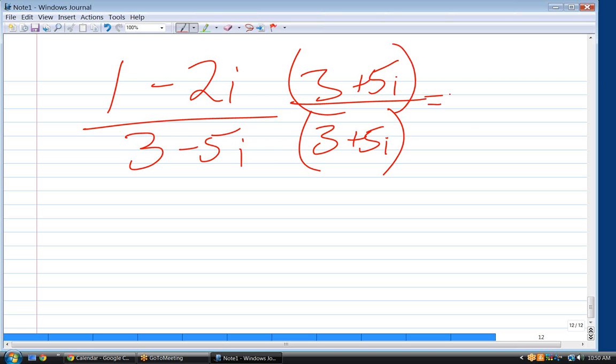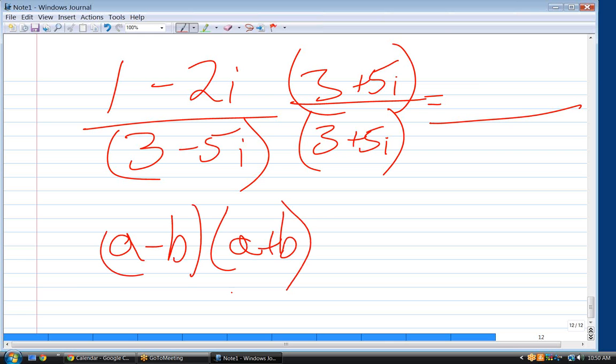What's the bottom become? 9. Remember, we're looking at difference of squares that have been factored. So it's got to go back to a difference of squares. In other words, if I show you a minus b times a plus b, what is the answer to that? I can immediately write a squared minus b squared. All right. So do the same thing to these two terms.